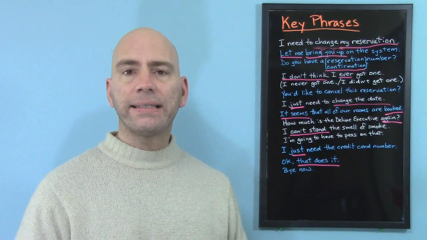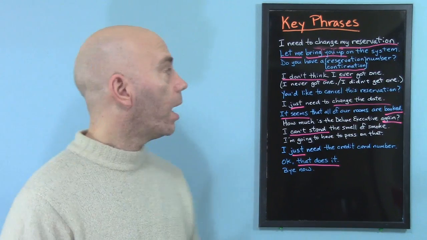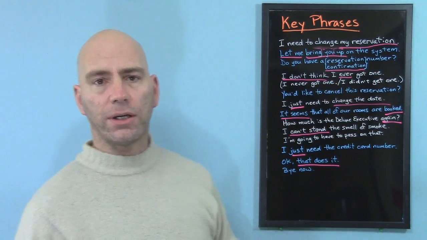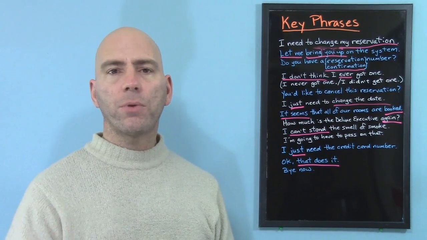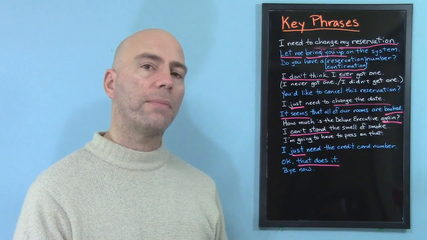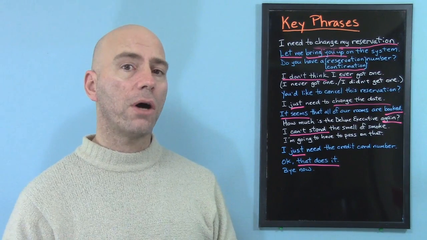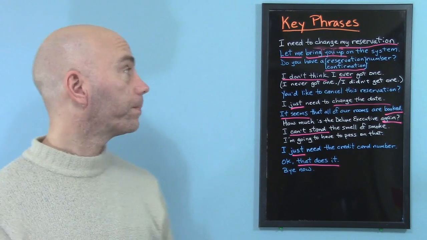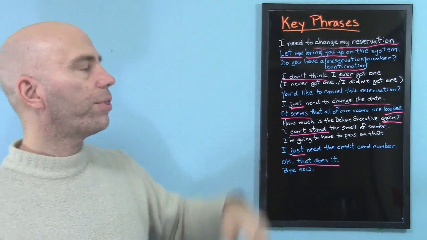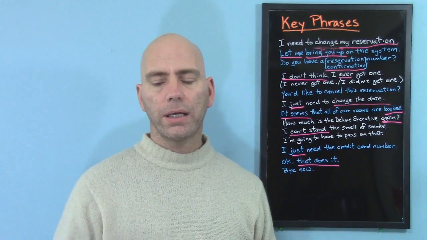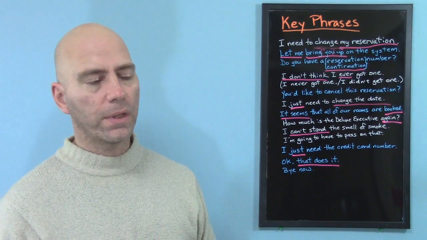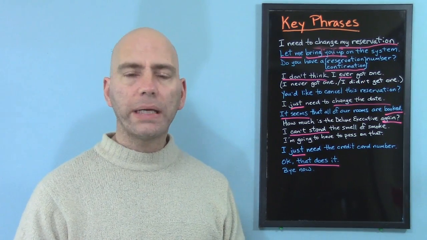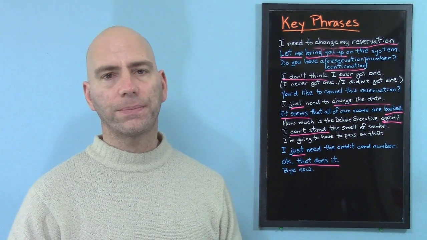In this case, I didn't have one, but that's okay. You can also use the word confirmation number. It means the same thing. So some hotels call it a confirmation number. Some hotels call it a reservation number. It's the same thing. I don't think I ever got one. So I didn't have a reservation number. And here I am saying that nobody gave me a reservation number.